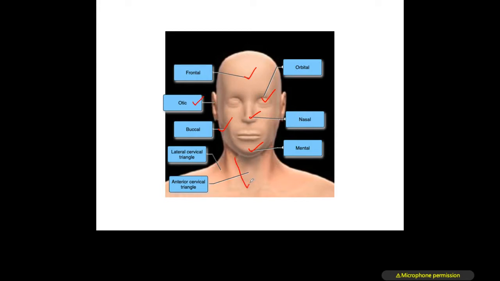Here is the anterior triangle. And then here is a lateral triangle. Anterior is in front. Lateral means it's to the outside.